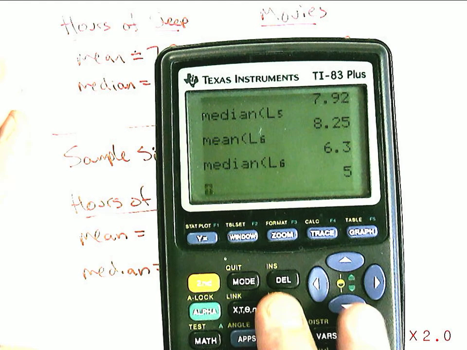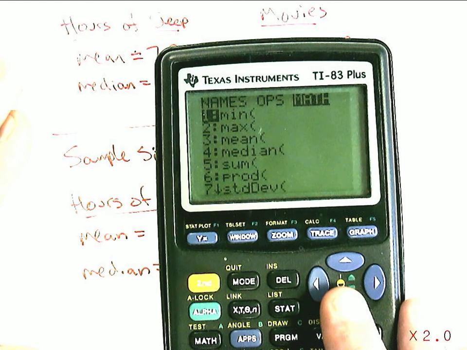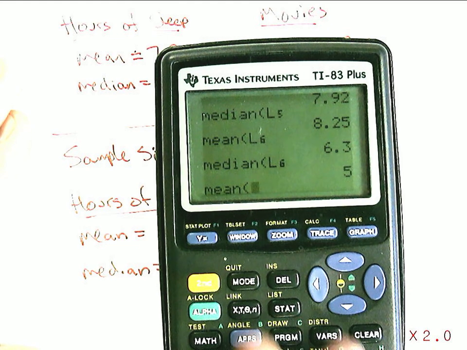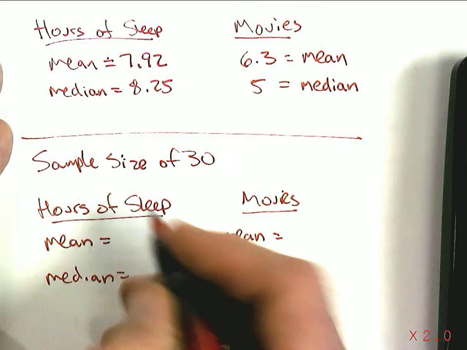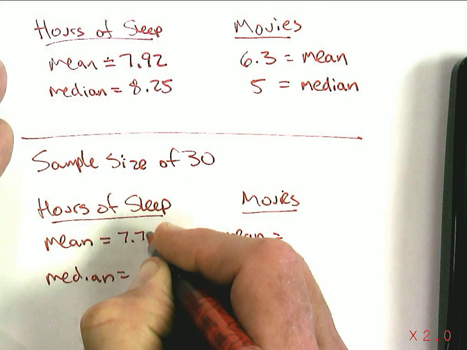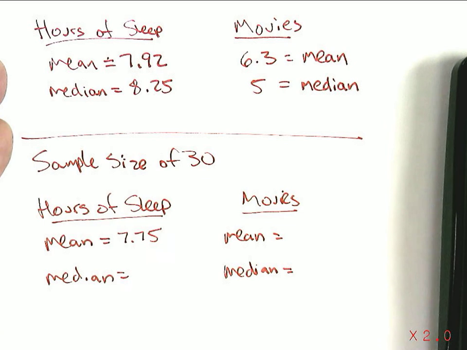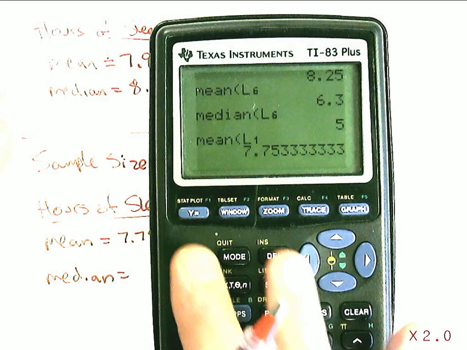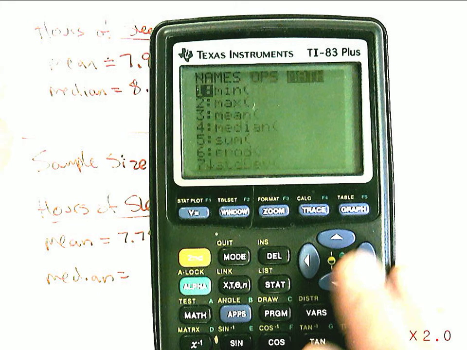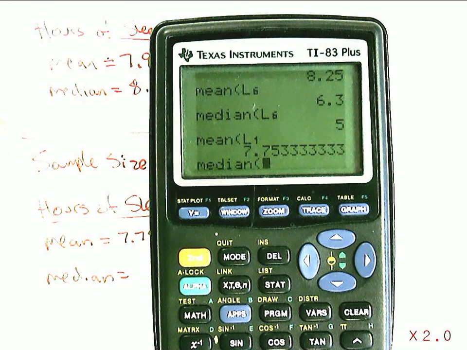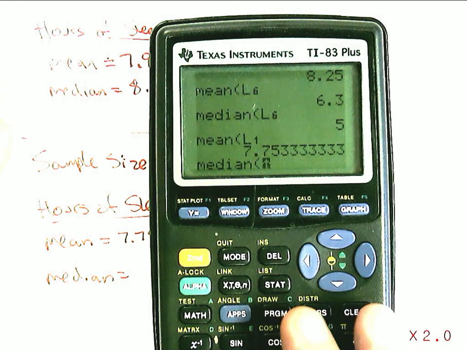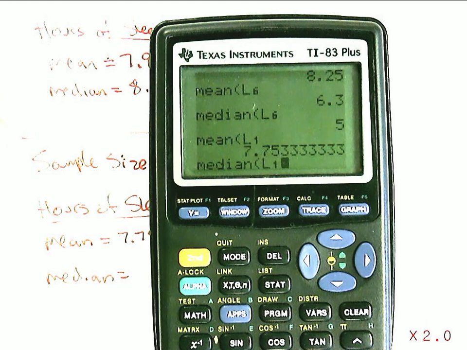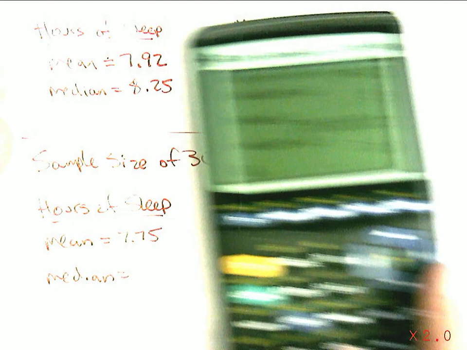So second, stat, math, mean for list 1, and that's 7.75 we'll round off to. So 7.75 is my mean for hours of sleep, and then let's find the median. Math, median, middle number. If I were to put these numbers in order from least to greatest, this would be the middle number. And I want list 1, 7.8.